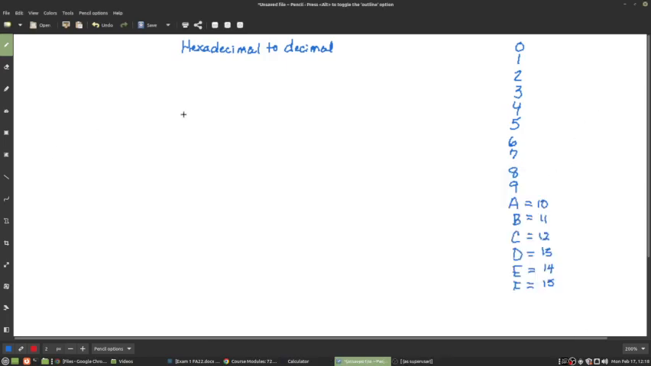Let's go ahead and convert hexadecimal to decimal. So let's start off with this hexadecimal number of 7B1. Okay. So again, because we're going to decimal, we need to use the rules we used before. First off, I'm going to convert everything here to a decimal number.